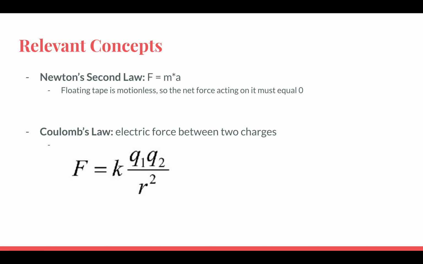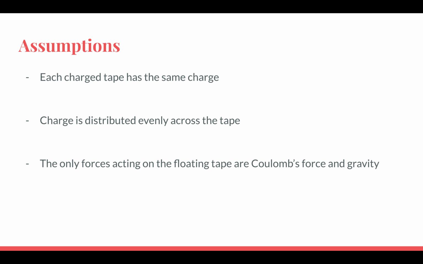As stated in the second law, we know the force is directly proportional to mass and acceleration, and for this experiment, we assume that the floating tape is motionless, and therefore the net force on the floating tape must equal 0. I also utilized Coulomb's law of electric force between two charges in order to calculate a value of charge for the top tape. For this lab, we can assume that each strip of tape is equal in charge magnitude, and that the charge is distributed evenly across the surface of the tape.